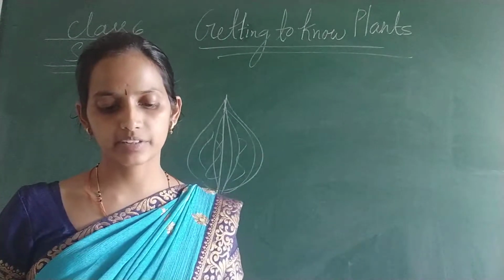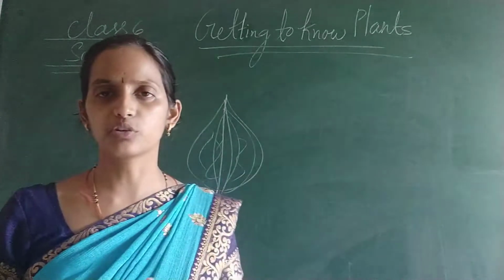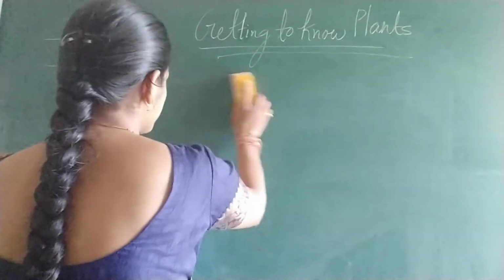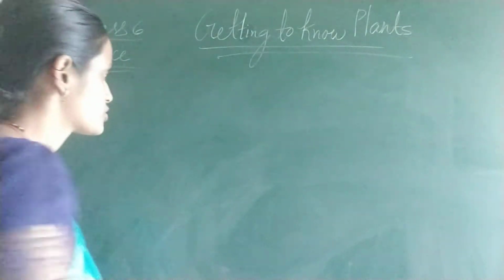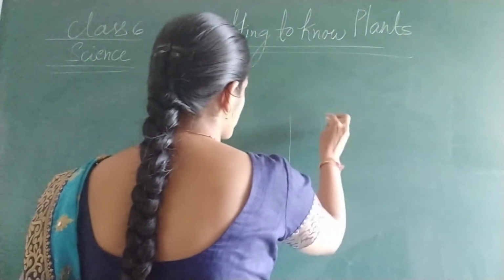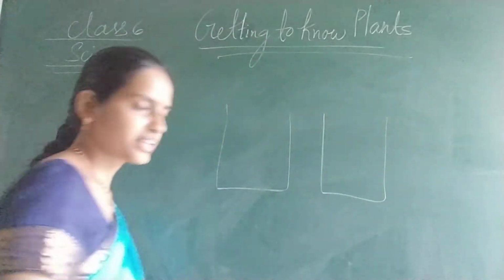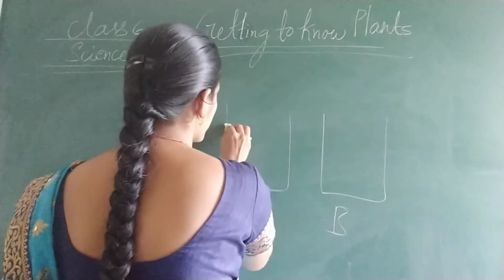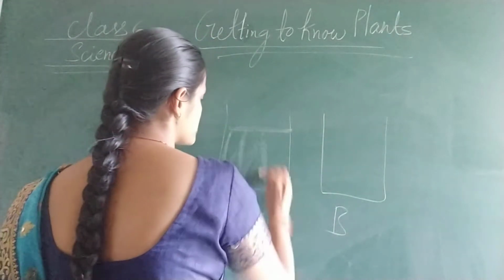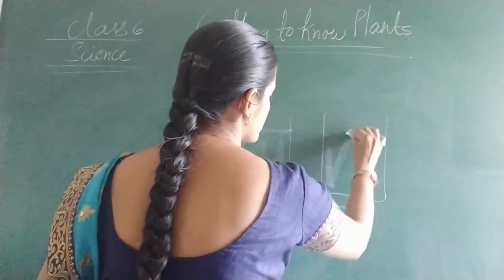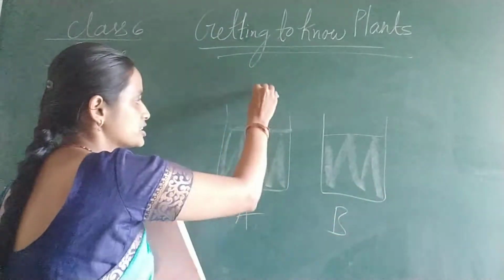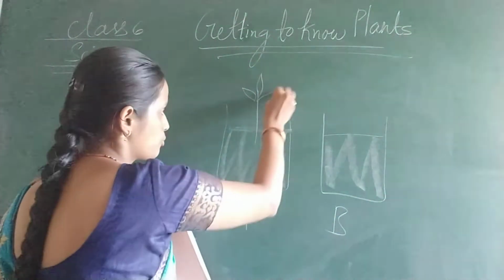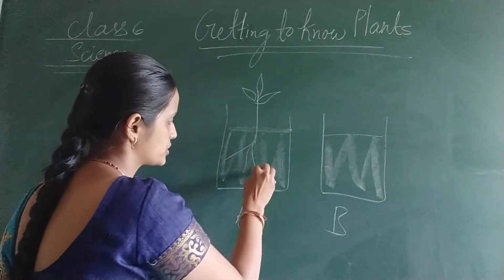Let us do an activity to study another function of a root. So in the first activity, what they have done is they have taken two pots, A and B. Both pots have soil. In the first pot they have planted a plant with the roots.